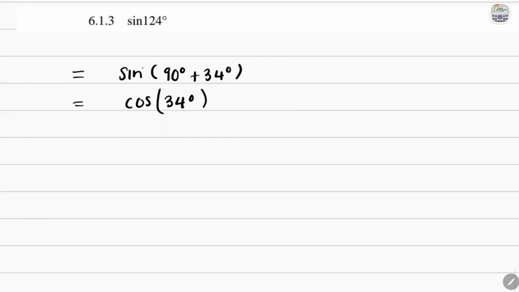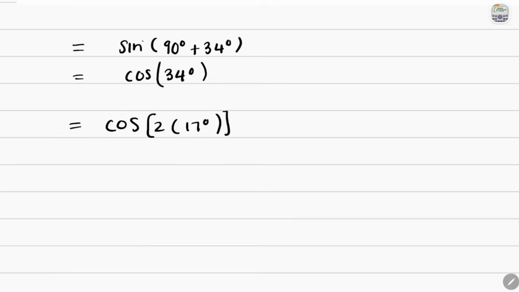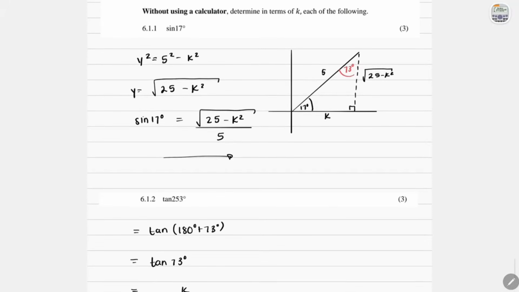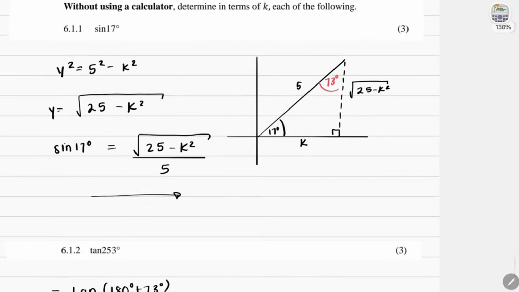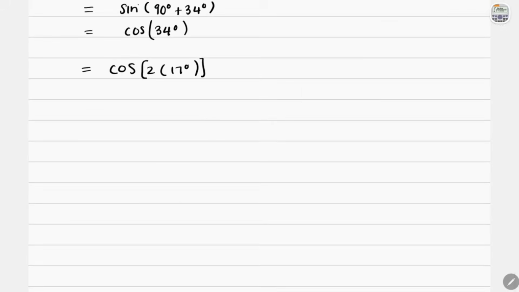Okay, so we can use double angles to expand this. This is cos 2 times 17 degrees. And now we're going to have to think about the expansion that would be simpler to use. So yes, we have, I think we found cos, right? We found the value of sine actually. Okay, let's see if cos is simpler than this. So cos 17 degrees, that will be adjacent over hypotenuse. That is simpler. That is k over 5, and we can just use that.